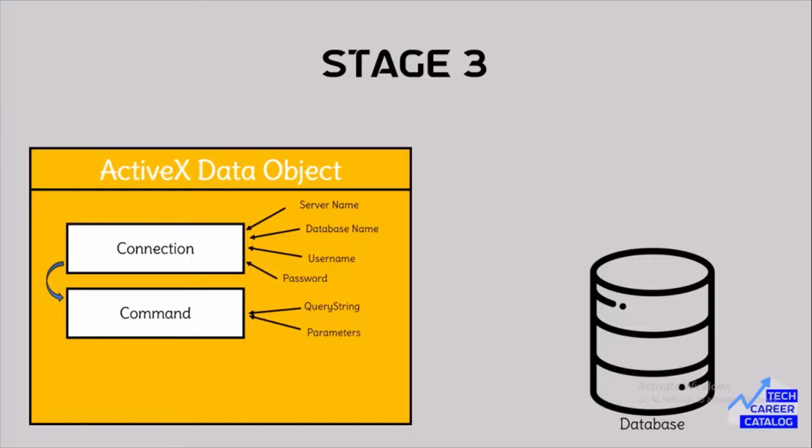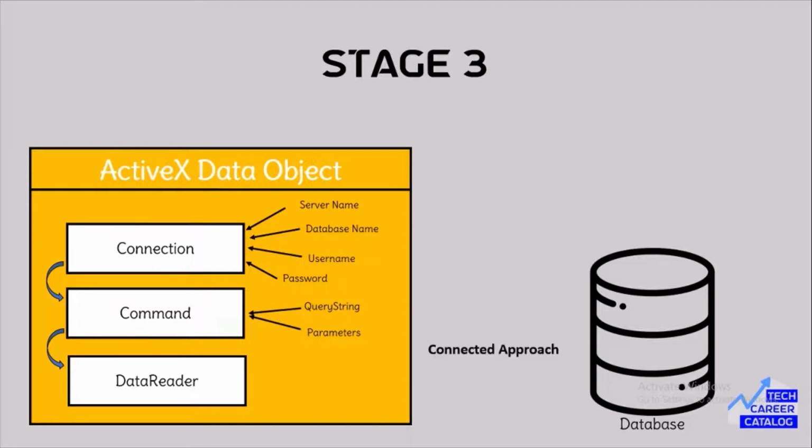Now in return the command object will give you one more object, that is the data reader. As the name says, data reader. This object is responsible for reading the data from the database. This is what we call the connected approach. The pipeline will get built here, a virtual one. So the data reader will be responsible for reading the data from the database, and this is how things work in the connected approach. The data reader will remain in touch with the database, and whatever data you seek, you will get it.